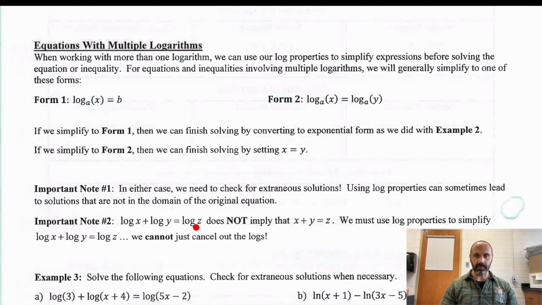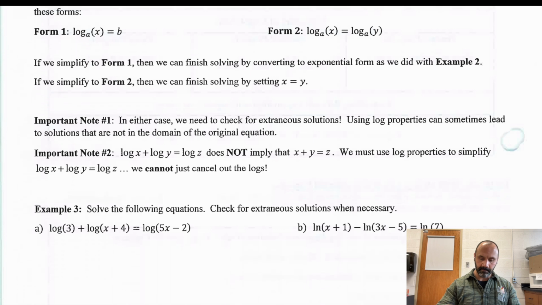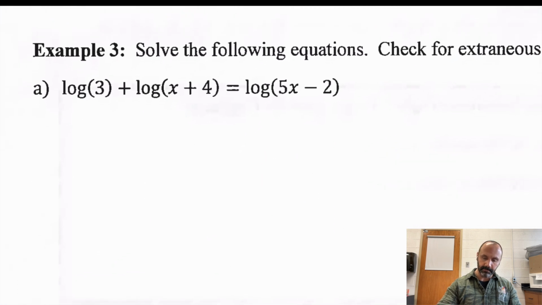Another important note: log of x plus log of y equals log of z does not mean that x plus y equals z. It might, in some possible circumstance, but that's not what it means. Log of x plus log of y equals z is a different thing. You've got to pay attention to the logarithmic properties when you're solving these equations. So let's take a look, and we're going to get an example of that right away in example 3a.